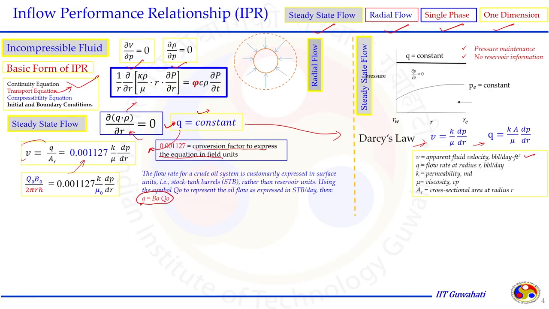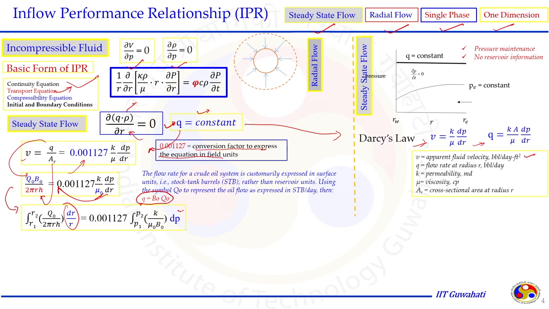If we do so, this Q is replaced by B0 Q0, area is 2 pi r h, the other side remains the same, and now mu is denoted as mu 0, which means we are solving the equation for the oil phase. If we integrate this equation by adjusting the variables, dr can go to the other side, and we integrate the left hand side with respect to r and the right side with respect to pressure. So on the left hand side, 2 pi h and Q can be taken out, while the r will remain inside the integral sign.